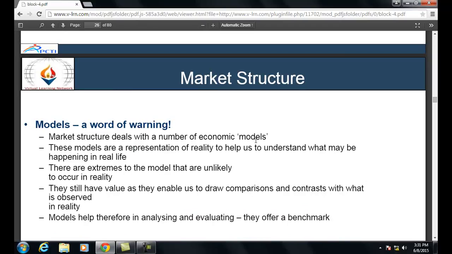Market structure deals with a number of economic models. These models are representations of reality to help us understand what may be happening in real life. There are extremes in the models that are unlikely to occur in reality. They still have value as they enable us to draw comparisons and contrasts with what is observed in reality. Models help therefore in analyzing and evaluating. They offer a benchmark.